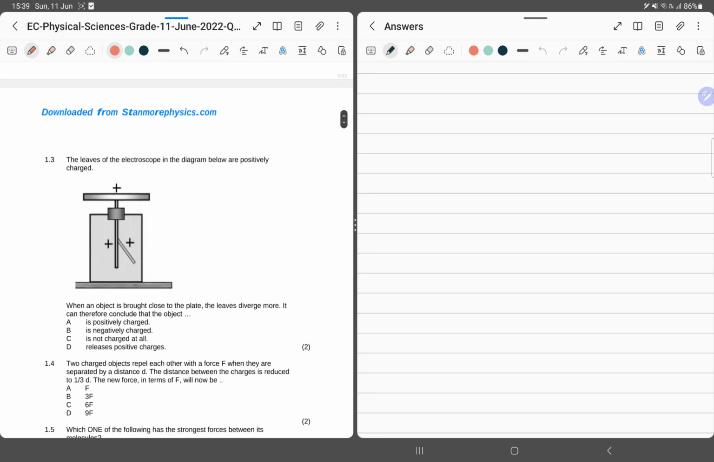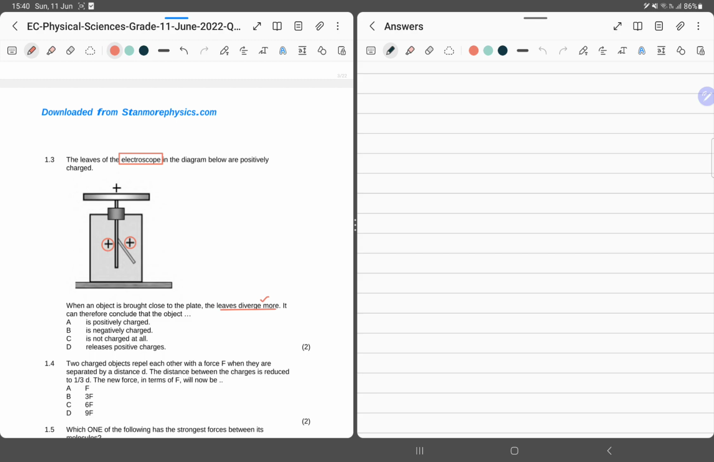Yeah. 1.3 says the leaves of an electroscope in the diagram below are positively charged, and we can see that here and there. Great. Now it says an object is brought close to the plate, and the leaves diverge more. If they diverge more, what does that tell us? It tells us that this particular object is definitely positively charged.